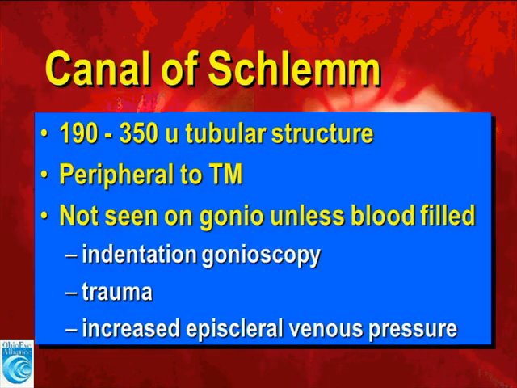The canal of Schlemm is peripheral to trabecular meshwork. It is a tubular structure, approximately 190 to 350 microns in diameter. It is usually not seen on gonioscopy unless it's filled with blood. In order to fill the canal with blood yourself, you can do this with indentation gonioscopy. Trauma can cause blood in Schlemm's canal, and increased episcleral venous pressure from a number of syndromes can cause blood in Schlemm's canal.